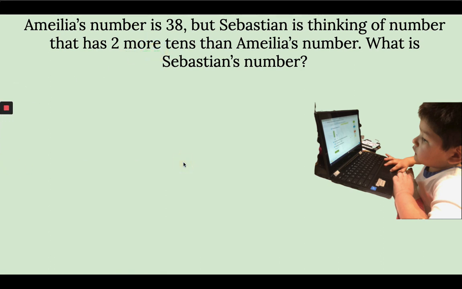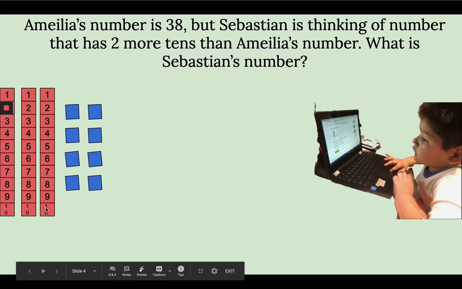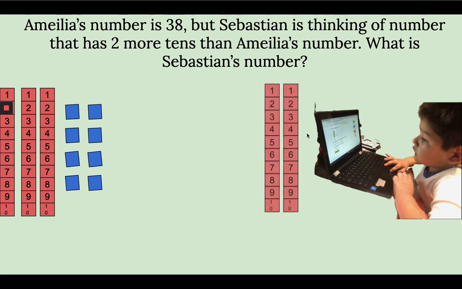So let's take a look. So as we remember, Amelia's number is 38, and here it is. I know there's 3 groups of 10 and 8 ones. Now, let's take a look at Sebastian's number. If we remember, his number is 2 more tens. This is super important because last time we only looked at the ones, but this time we're adding 2 more groups of 10. So are we going to add 2 more red stick groups of 10 or 2 more blue cubes for ones? Yes, we're going to add 2 more red sticks, showing 2 groups of 10.